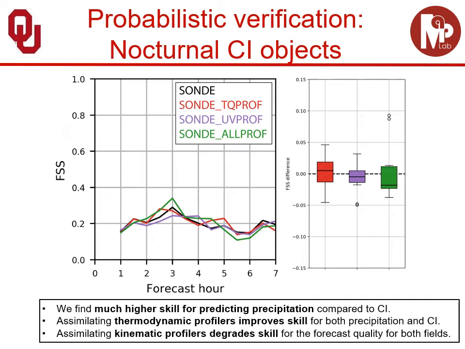The time series here is a bit noisier due to many fewer CI objects compared to precipitation regions. But if we focus on the box and whisker plots, we find similar findings that the thermodynamic profilers are generally improving the skill of the CI forecast, while the kinematic profilers are decreasing the skill. I'll note that these impacts are small, on the order of about 0.01 fraction skill score, but we'll see through later slides that these results are consistent.